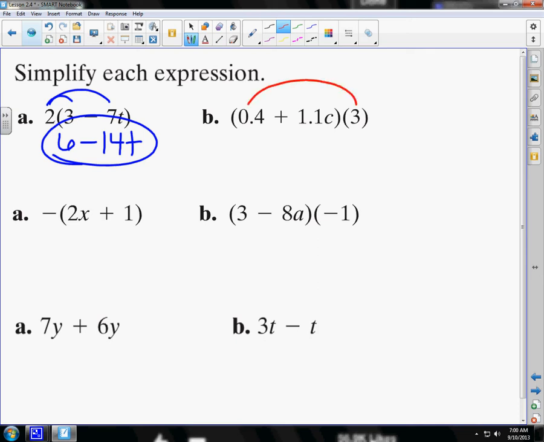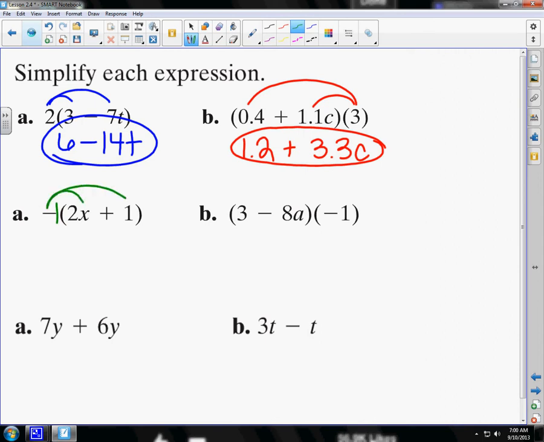So then here I do 3. Now this is a little bit backwards. So I do 3 times 0.4, which is 1.2, plus 3 times 1.1, which is 3.3c. So 1.2 plus 3.3c. This one, it is assumed that there is a 1 there. So you would distribute this negative sign to everything inside the parentheses. So this becomes negative 2x minus 1.